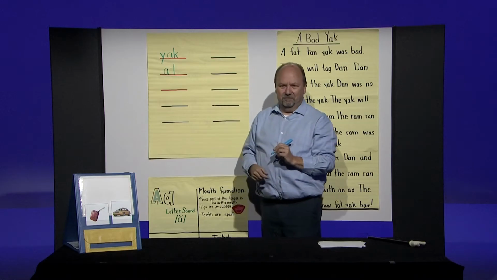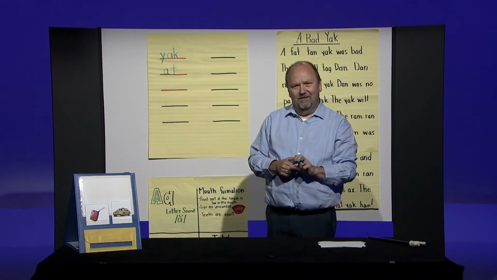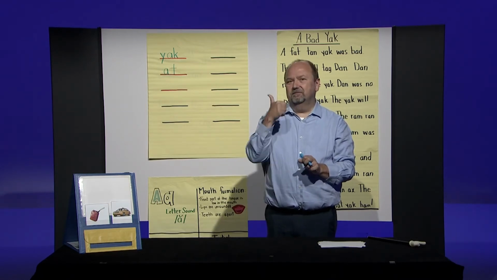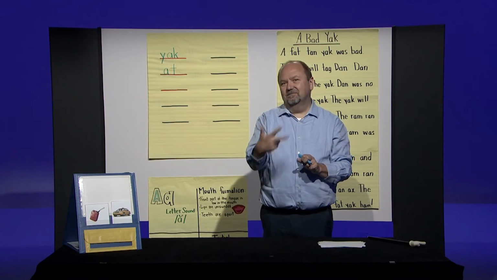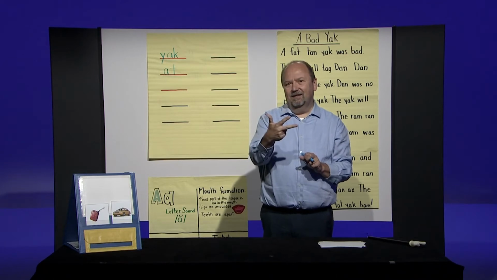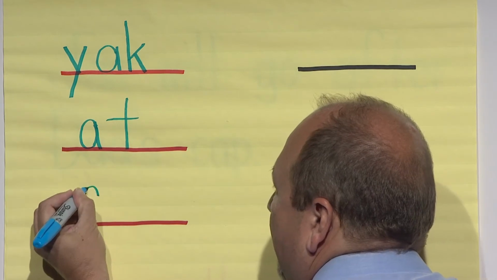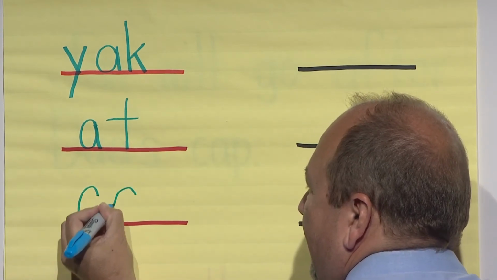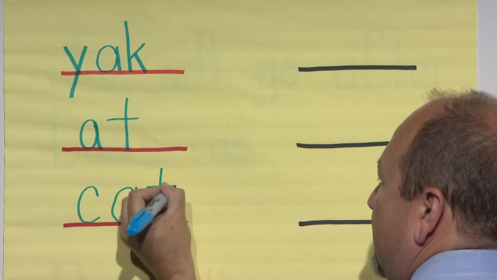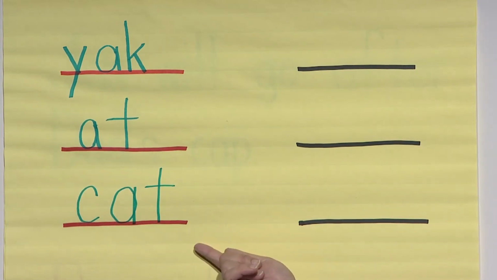One more together. Let's write the word cat. What's the word? Cat. How many sounds? Very good. K, a, t. Let's write those sounds together. K, A, T. We have the word cat.